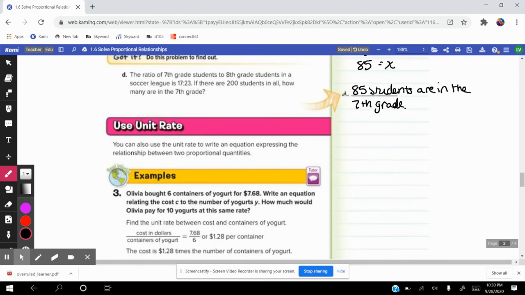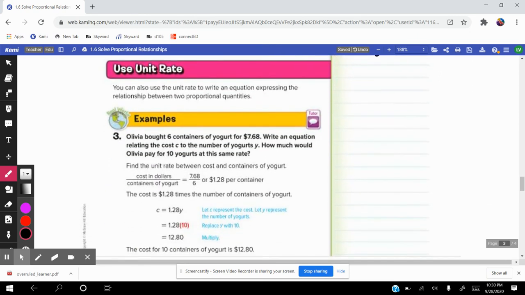Let's continue. Use unit rate. You can also use the unit rate to write an equation expressing the relationship between two proportional quantities. Examples. Number 3. Olivia bought 6 containers of yogurt for $7.68. Write an equation relating the cost C to the number of yogurts Y. How much would Olivia pay for 10 yogurts at the same rate?